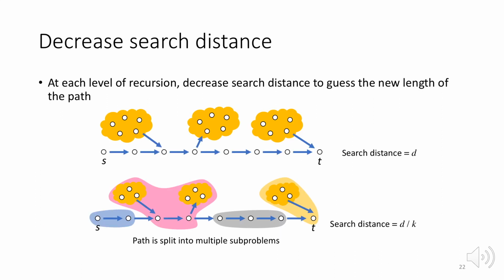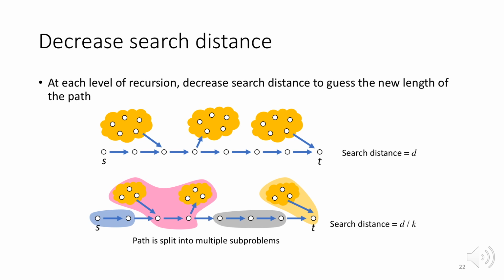In each level of recursion, we're going to decrease the search distance to guess the new length of the path. So in the graph on top, we're searching to a distance of d. And in the graph on the bottom, I'm showing the next level of recursion, where now the path has been split into multiple recursive subproblems. And since we want to search roughly the length of the path, we decrease the search distance by a factor of k, so now the search distance is d over k, which is roughly the length of the subpaths. And k is a parameter of the algorithm that controls both the number of pivots and the search distance.